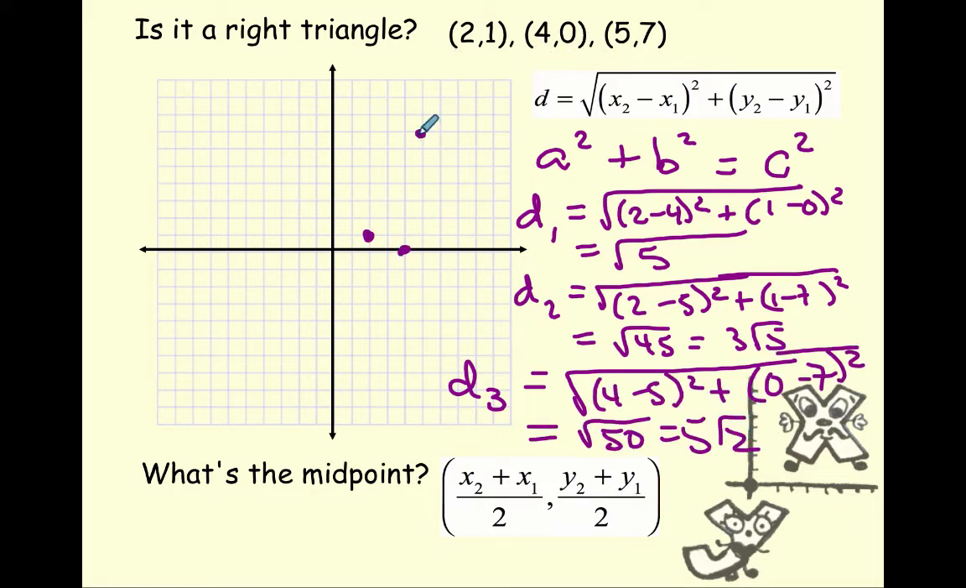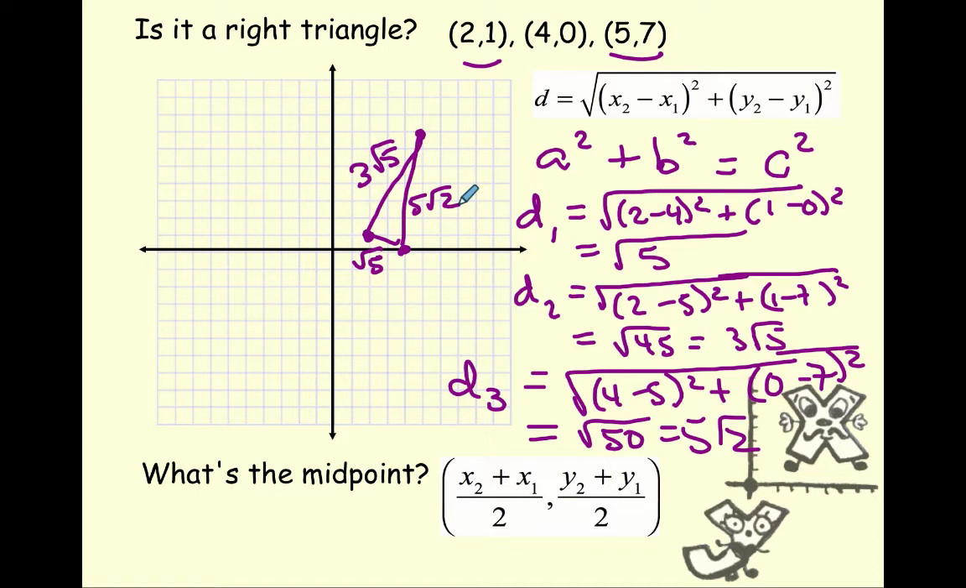If I graph those 3 points, I get this shape, which could be a right triangle, but I drew it kind of roughly. My first distance, D1, which is the square root of 5, is the distance between these 2 points. My second distance, from (2, 1) to (5, 7), is this distance right here, which is 3 square root of 5. And then I got the square root of 50, or 5 square root of 2, for that third distance.